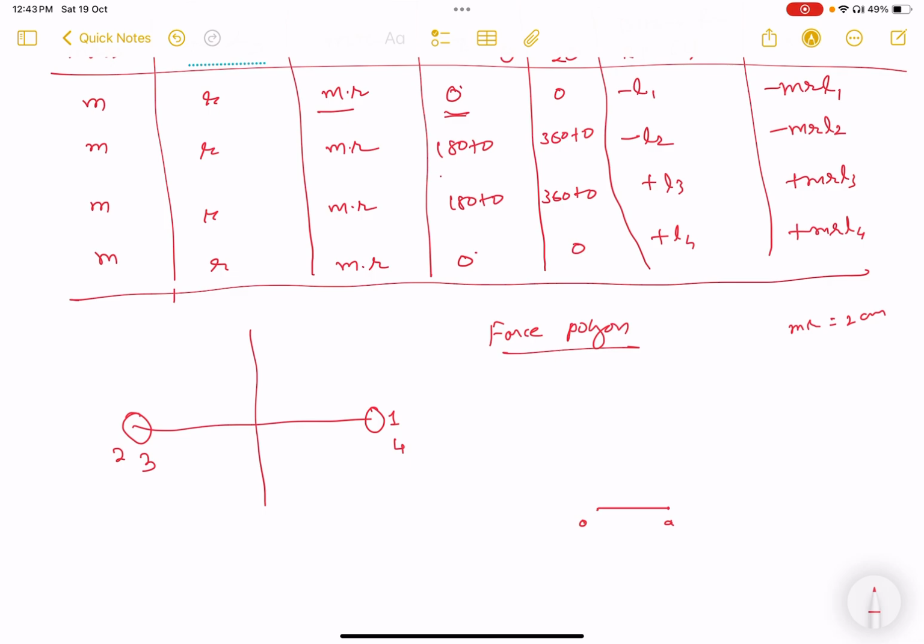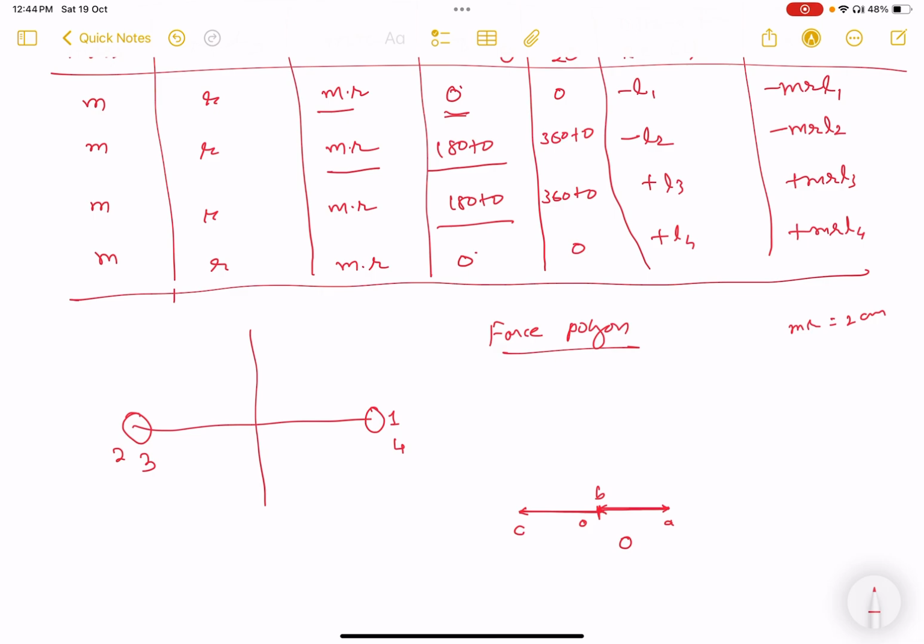Then the angle is 180 plus 0. So I have traveled here. Then I will travel from here to here. This is again MR, right? Then again there is a 180 plus, so I will travel here. So this is A, this is B, this is C, right? This is again MR and 0, so you will be back. So your polygon is a closed polygon. So the total balancing force on the primary force polygon will be 0.